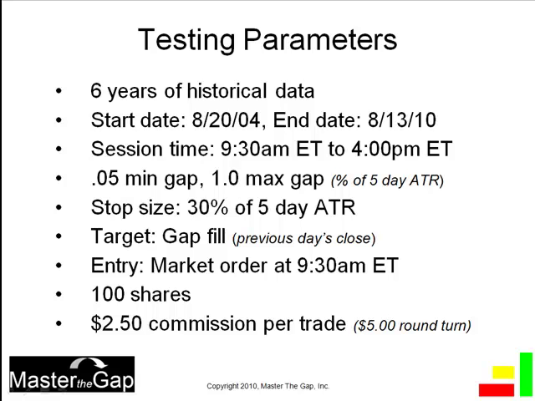The minimum and maximum gap size we did as a percentage of the 5-day ATR. Average true range is what ATR stands for, and that gives us a volatility basis, using a minimum of 5% of that value to a maximum of 100% of the 5-day ATR. The stop size used is 30% of the 5-day average true range. The target is the previous day's close, or gap fill if you will. And the entry that was used was a market order right when the market opened, 9:30 a.m. Eastern Time.